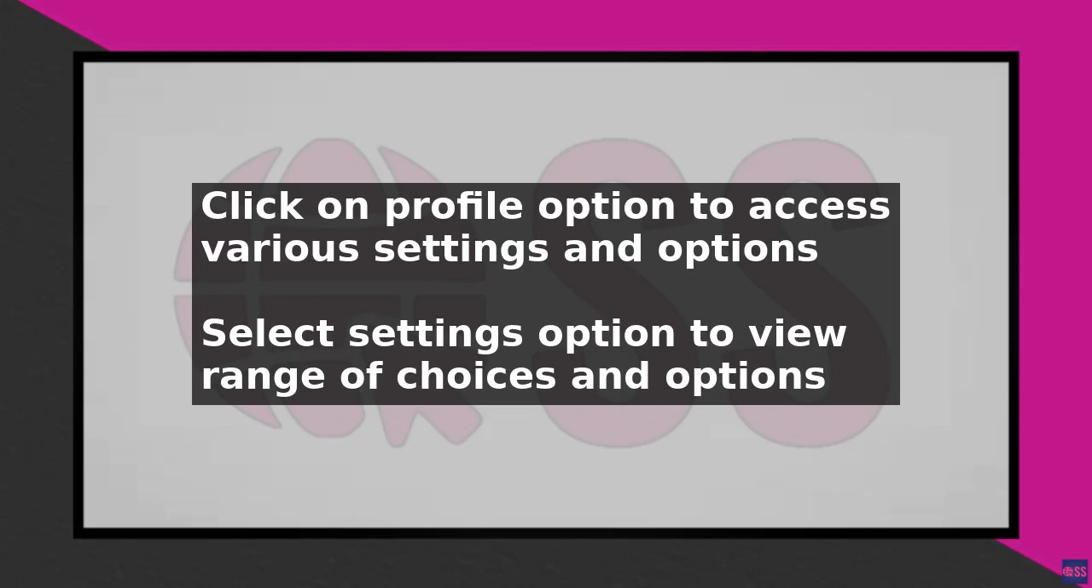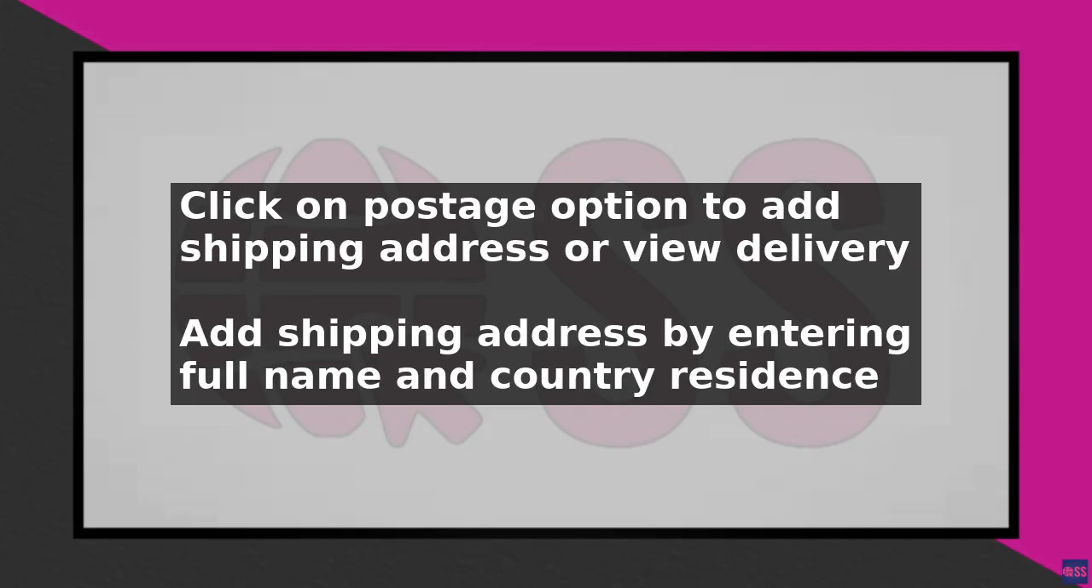Select the Settings option, and you'll be presented with a range of choices, such as profile settings, account settings, postage, payments, bundle, vacation, privacy settings, and security. Click on Postage and you'll see options to add your shipping address or view delivery options.